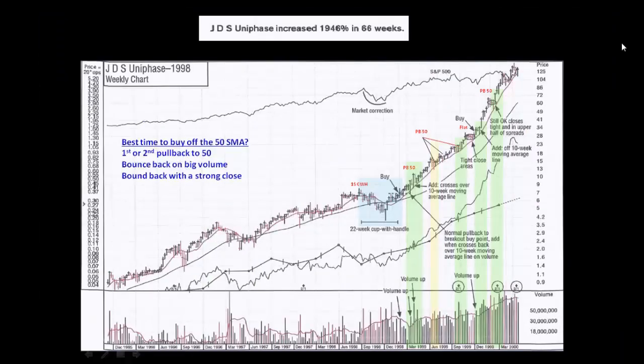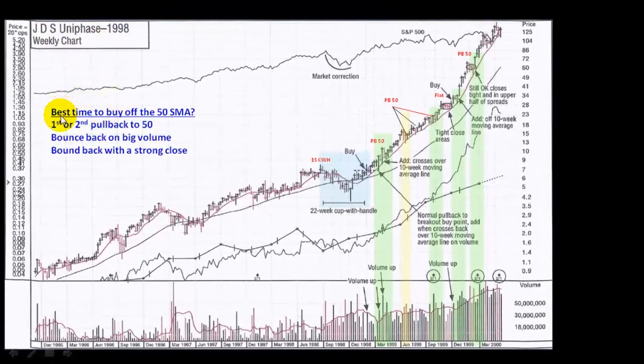Here we have JDSU. It increased 2,000% in 66 weeks back in 1998. A lot of times people say, well, when's the best time to buy off the 50-day moving average? It's the first or second pullback. And then also you want to see big volume and a strong bounce with a good, strong close. Those make excellent points to add to your position.